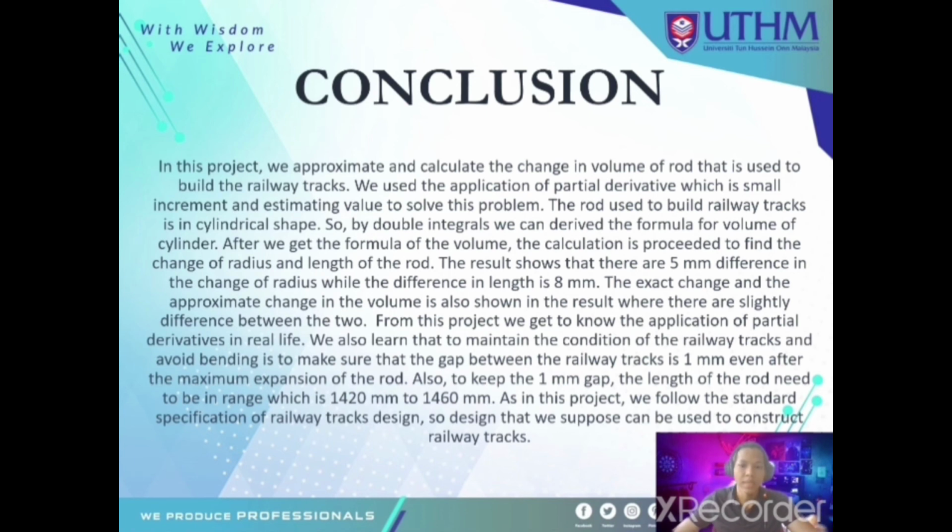We also learn that to maintain the condition of the railway tracks and avoid bending, we need to make sure that the gap between the railway tracks is 1 mm even after the maximum expansion of the road. Also, to keep the 1 mm gap, the length of the road needs to be in a range of 1420 mm to 1460 mm. In this project, we follow the standard specification of railway track design, so the design that we propose can be used to construct the railway tracks.